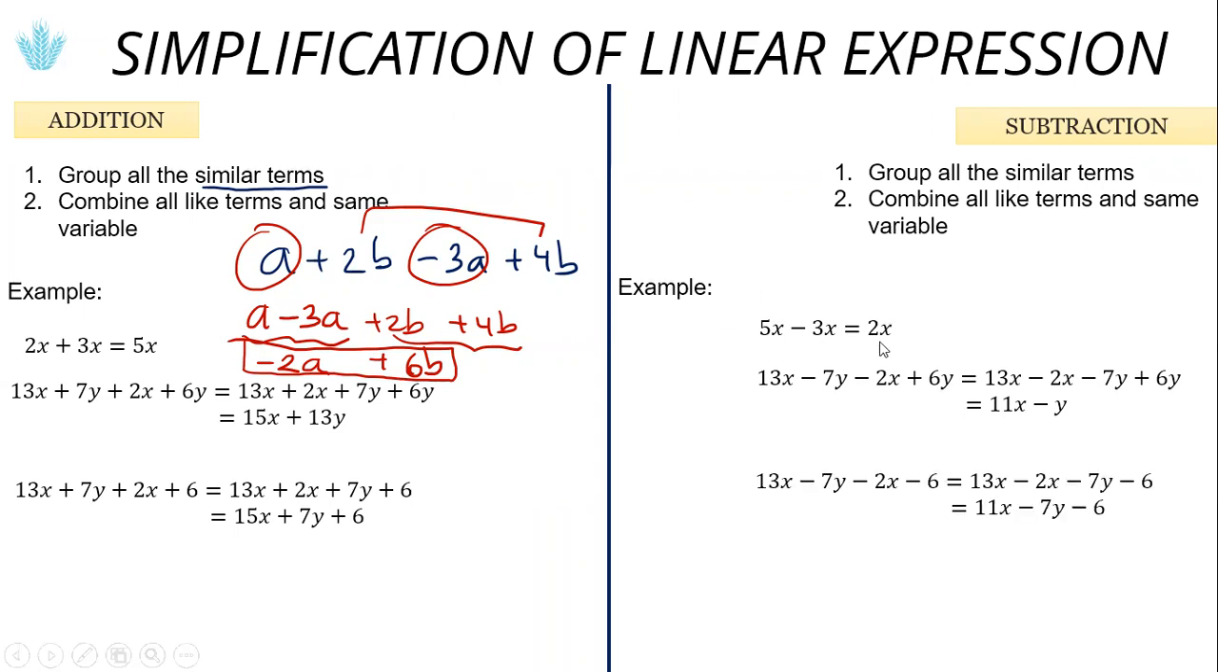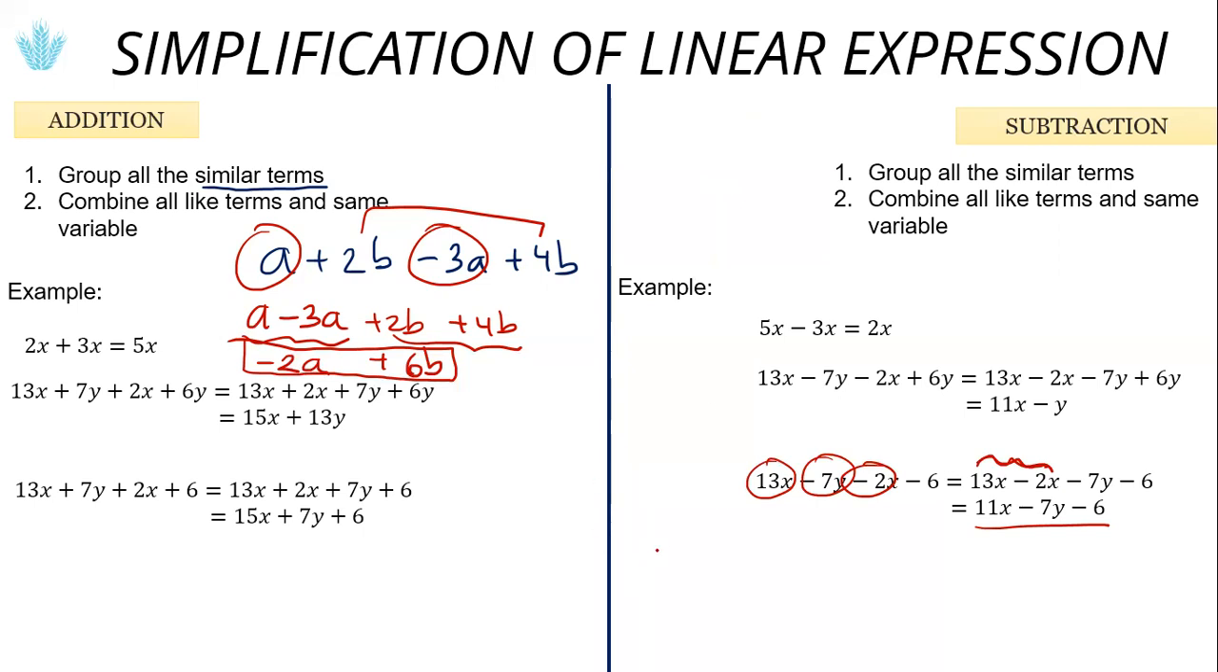Here. Oh, okay. Quite challenging. 13x minus 2x, combine. Minus 7y, keep it. And minus 6, keep separated. So 13 minus 2 is 11. 11x minus 7y, just continue. Plus minus 6. Just continue the number. If you cannot add, don't add. If you cannot subtract, don't subtract. Just let it be. Okay.